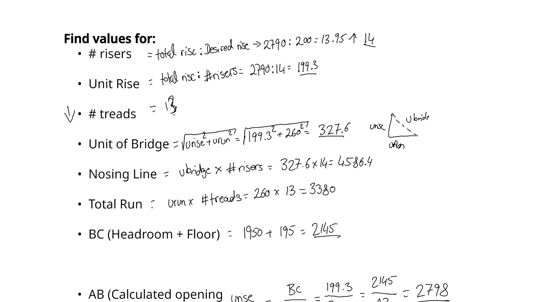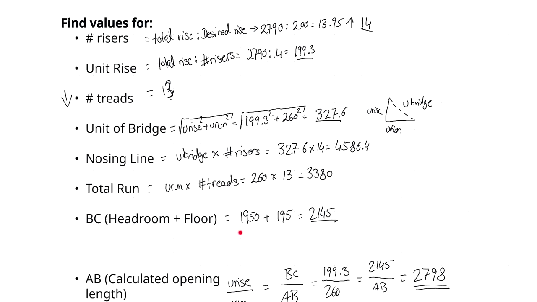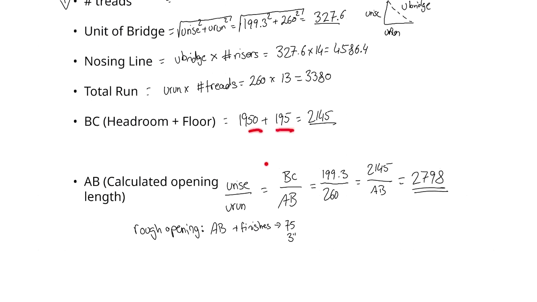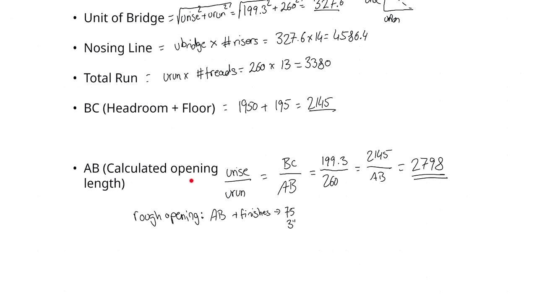And this is a nice one to have for your layout when you actually go to lay out a stringer. Our nosing line is just that unit of bridge times number of risers because it comes all the way down to the floor. Total run is our unit run times the number of treads. Then we have our BC, or drop to line of flight, which is our headroom plus our upper floor construction. And then to figure out our AB, the calculated opening length, we're comparing small triangles to big triangles. So unit rise over unit run equals BC over AB.